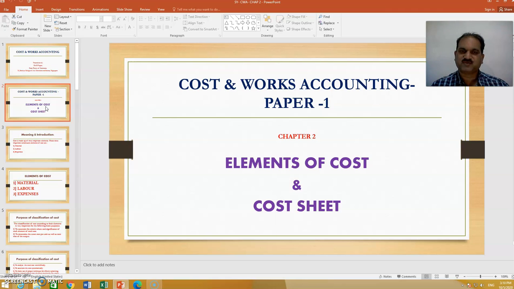In previous lectures, we have studied the concepts of costing, cost accounting, cost accountancy, and also the distinction between cost accounting and financial accounting. We also studied the concept of cost center and cost units and seen the examples of cost centers and cost units. Now in today's lecture we are going to study what are the elements of cost.